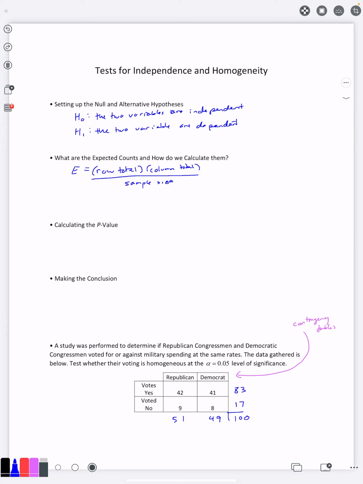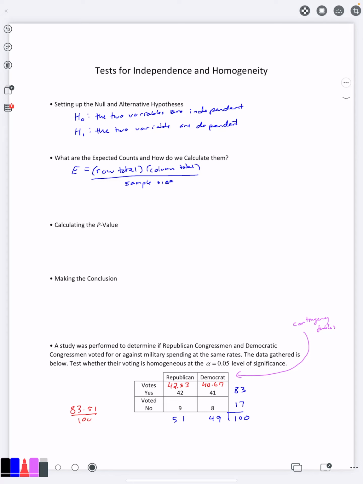So if I wanted to find out what is my expected count for, let's say, this box right here, I say, okay, my row total is 83. My column total is 51, just by looking at the row and column there. You multiply those, divide by the total sample size. Put this in our calculator here, 83 times 51 divided by 100, and I'm getting 42.33. So let's go ahead and put that in here, 42.33. And if I do the same thing here for the Democrat voted yes, I would multiply 83 times 49, and I get 40.67.